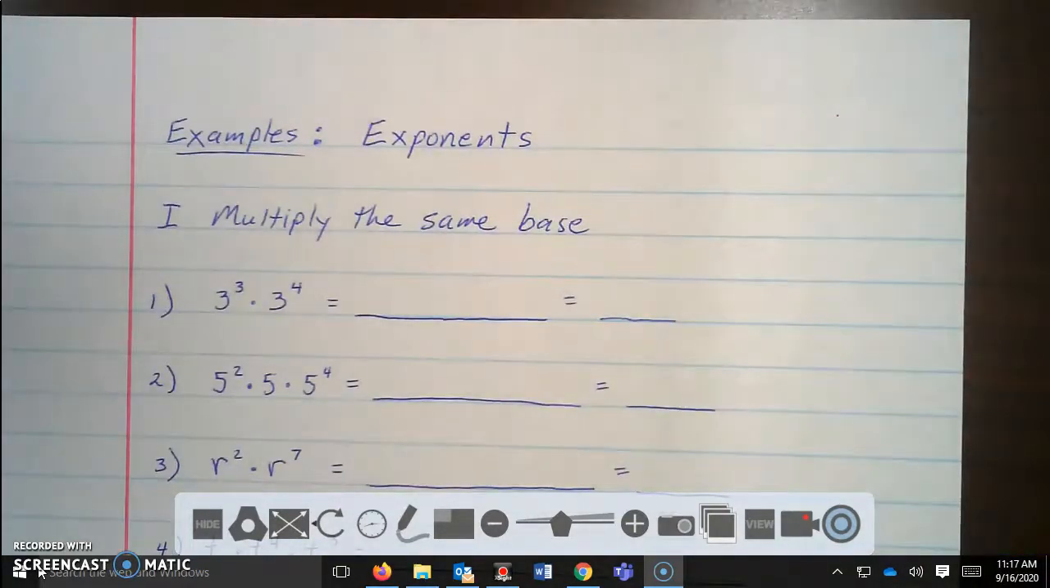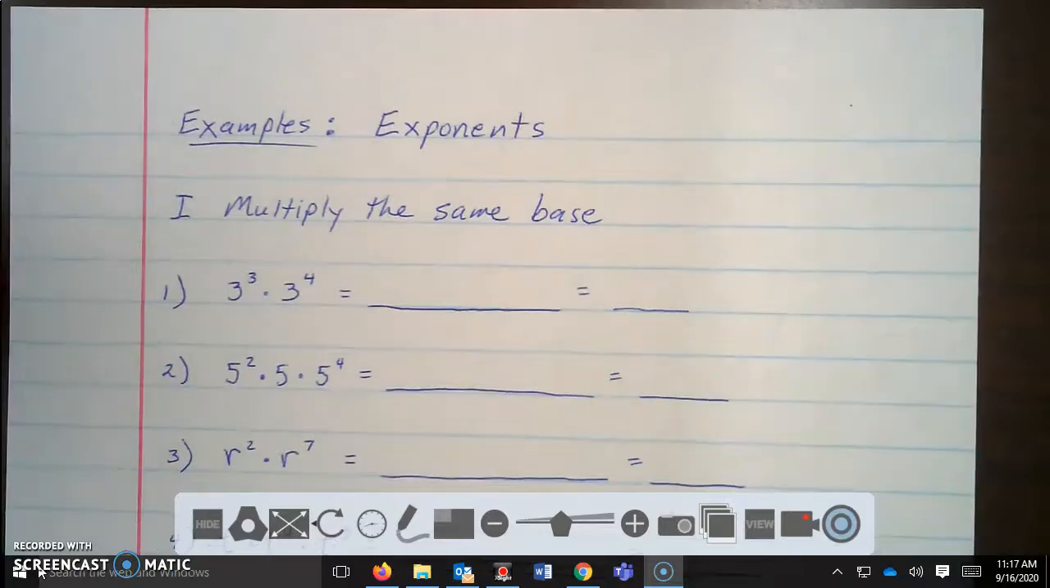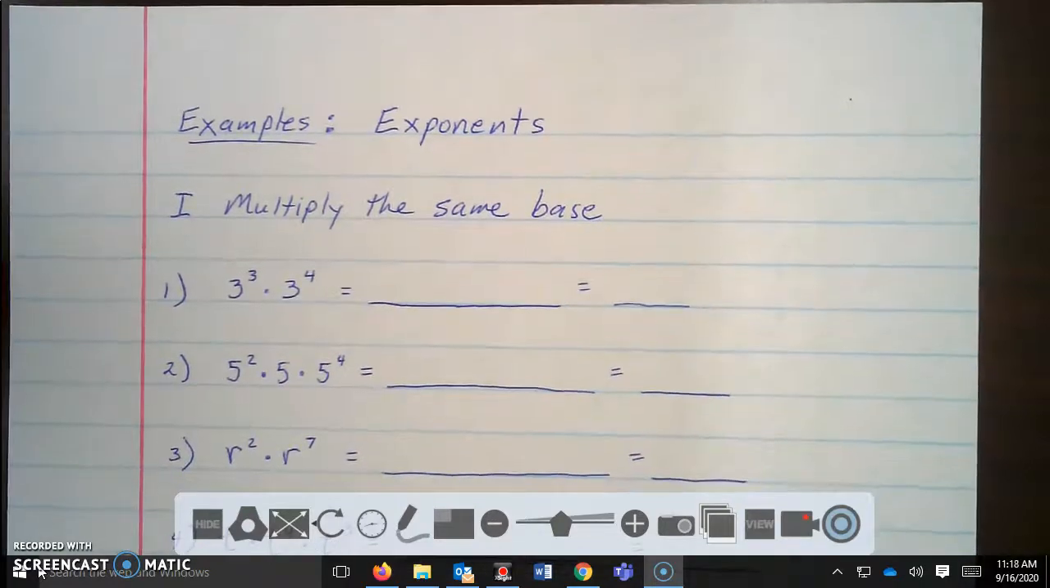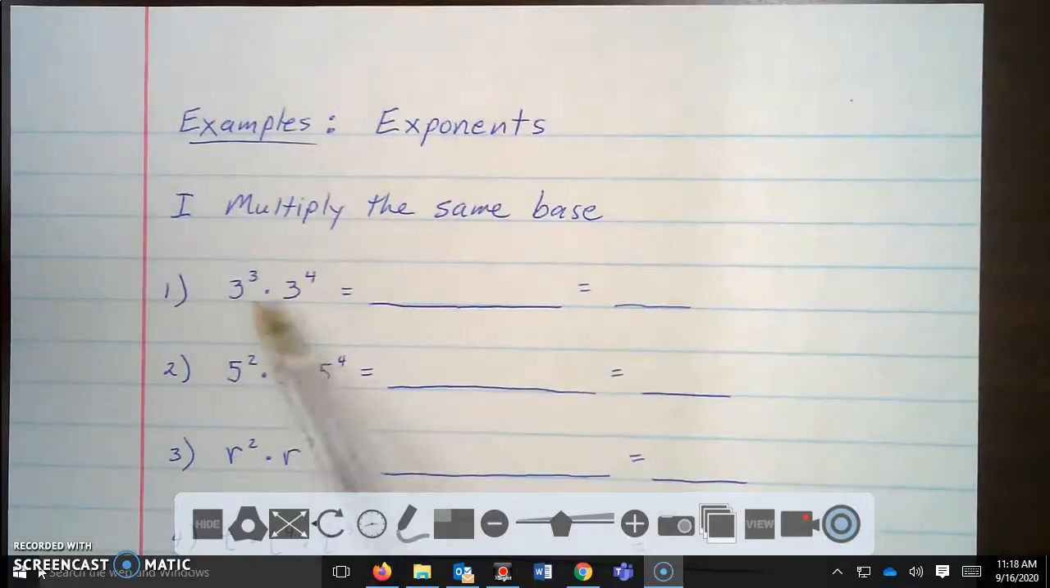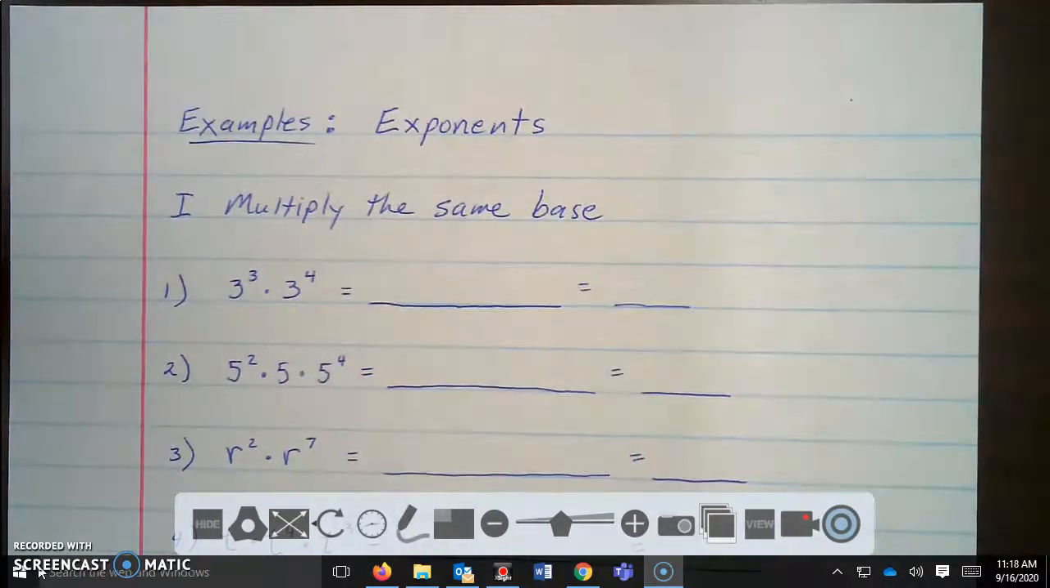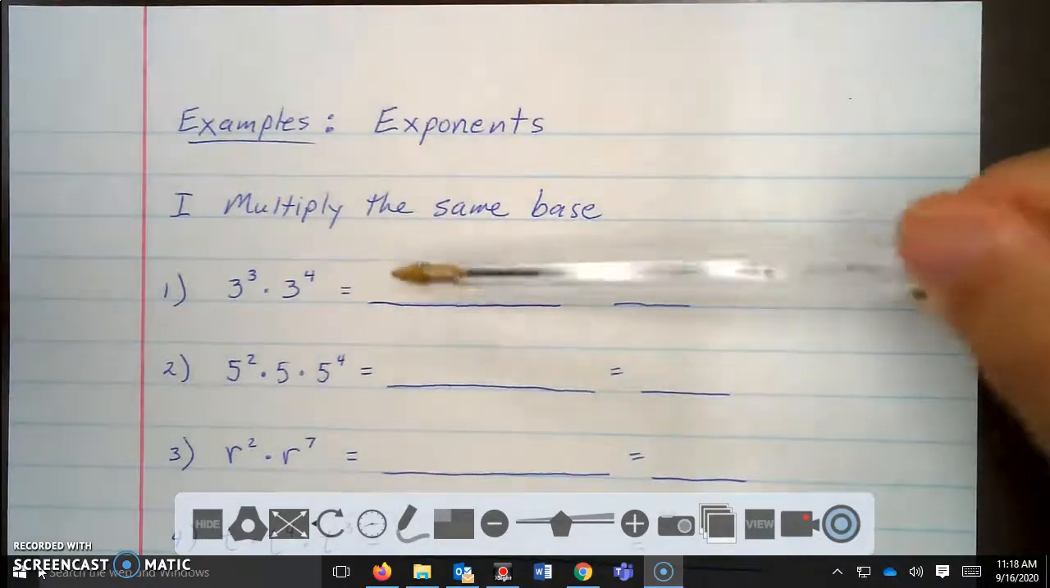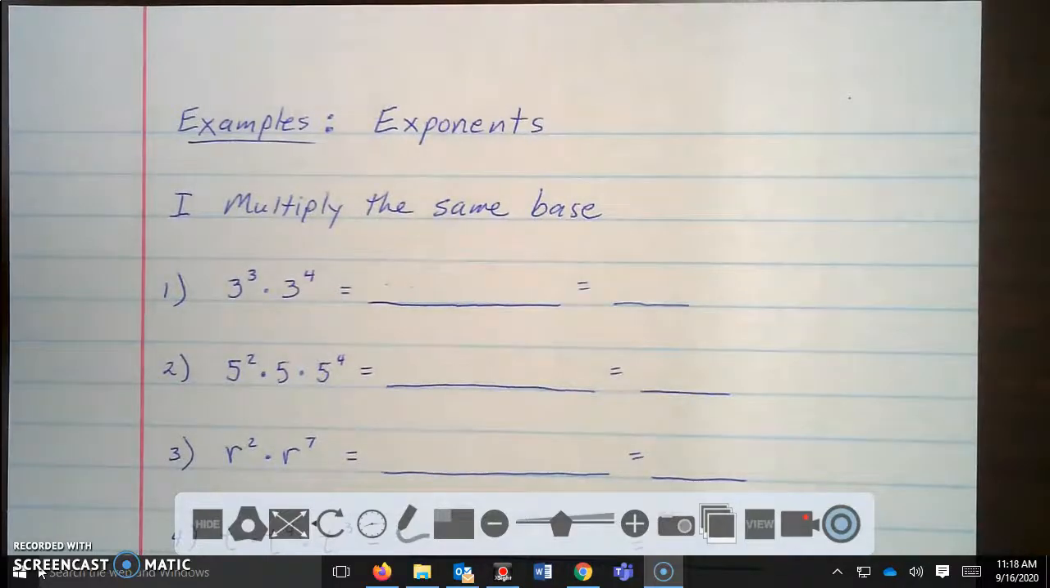Now, we're going to continue to build what we know about exponents. Okay, 2 things we're going to do on this assignment. We're going to learn how to multiply 2 terms with the same base. Okay, now in the last assignment, we just wrote 3 times 3 times 3, etc., and we stopped. Well, here I'm going to show you something a little different.